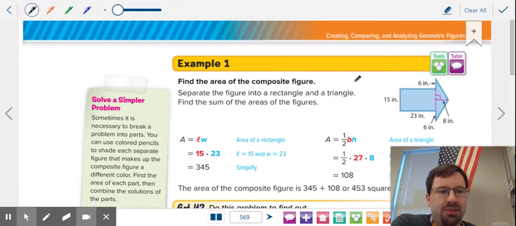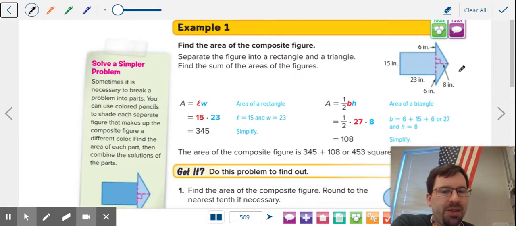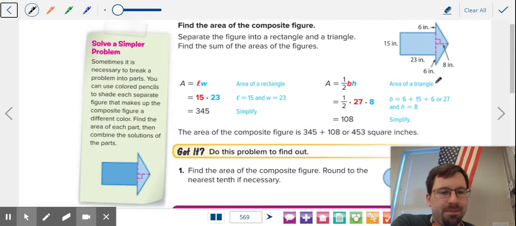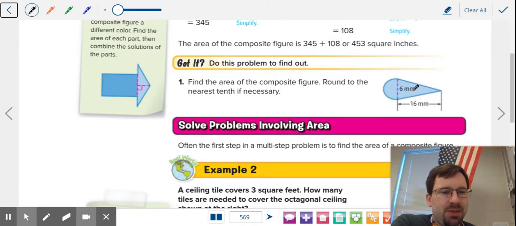When we're talking about composite shapes, we're talking about shapes that are made up of more than one thing. So like here we have a rectangle and a triangle. Here we have a semicircle and a triangle. So it says find the area of this composite figure. Round to the nearest tenth. So let's start with the triangle. That's the easier one. It's half base height.